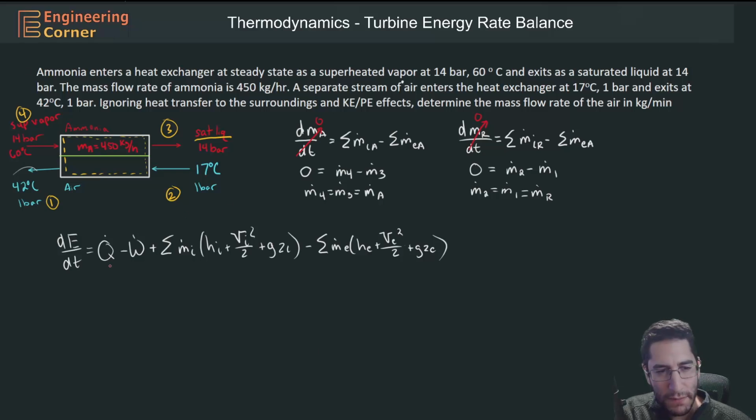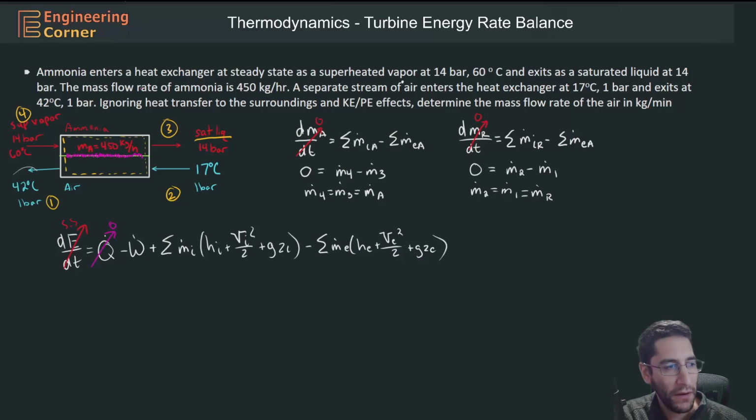And now's a good time to simplify this equation. We're at steady state, so this term's going to cancel out. We're told that we can ignore heat transfer to the surroundings. So even though this is a heat exchanger, the only heat that's happening is inside my control volume along this boundary. So it's not actually leaving the control volume. We're ignoring any stray heat effects or heat transfer outside of that control volume. So this can go to 0.